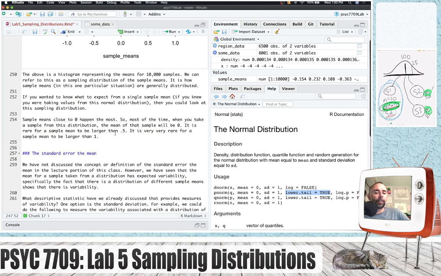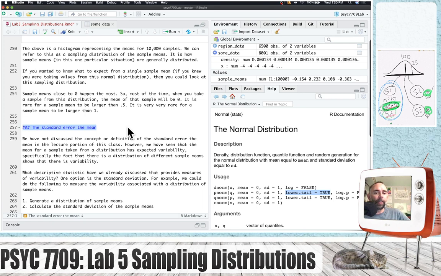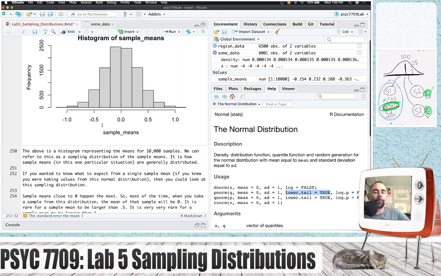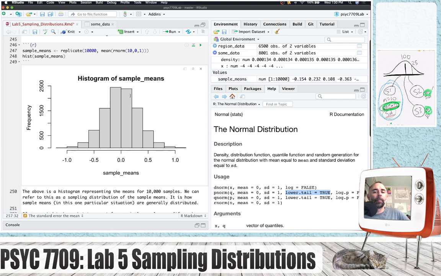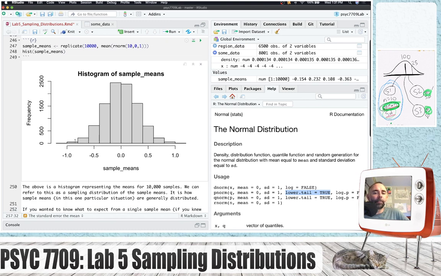I'm trying to connect to the next idea here, the standard error of the mean. The standard error of the mean is a way of formalizing this variability that we're seeing. So, for example, just how different would my sample mean be? We can see that it can have values, let's say, roughly between negative 1 and 1, and some values in between. Mostly it's going to be 0. How can we describe the variability associated with this distribution?